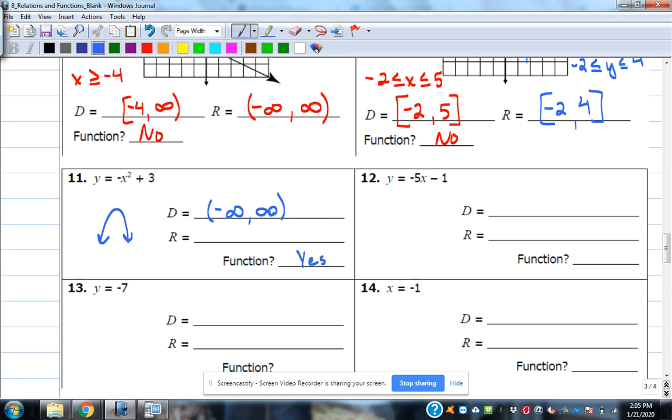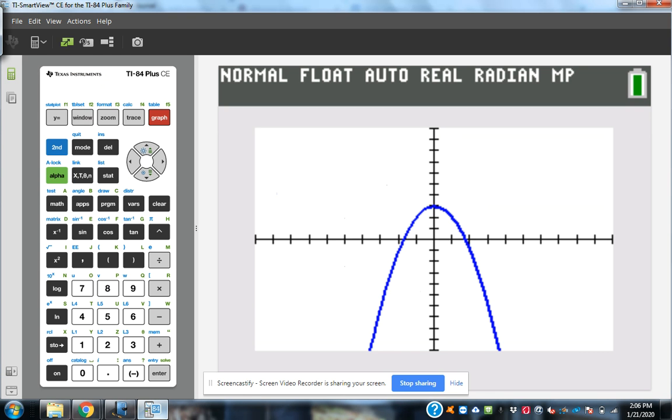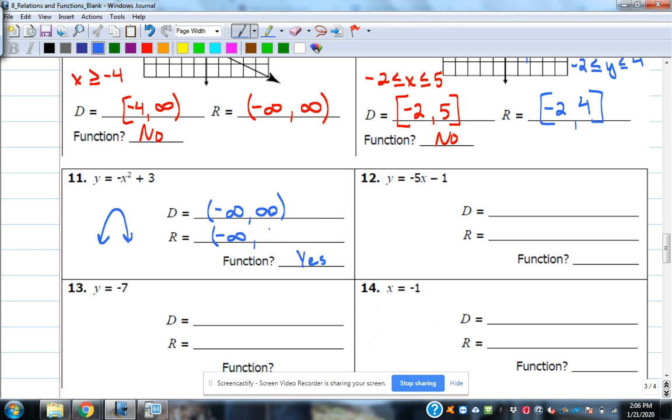The range, and we'll read from bottom to top. It's pointing down. So what's at the bottom? Negative infinity. What's the highest place that graph gets to? Right there in the middle, right? What's that y value right there? 3. That's the highest point on the graph. So that is going to be the top of our range.